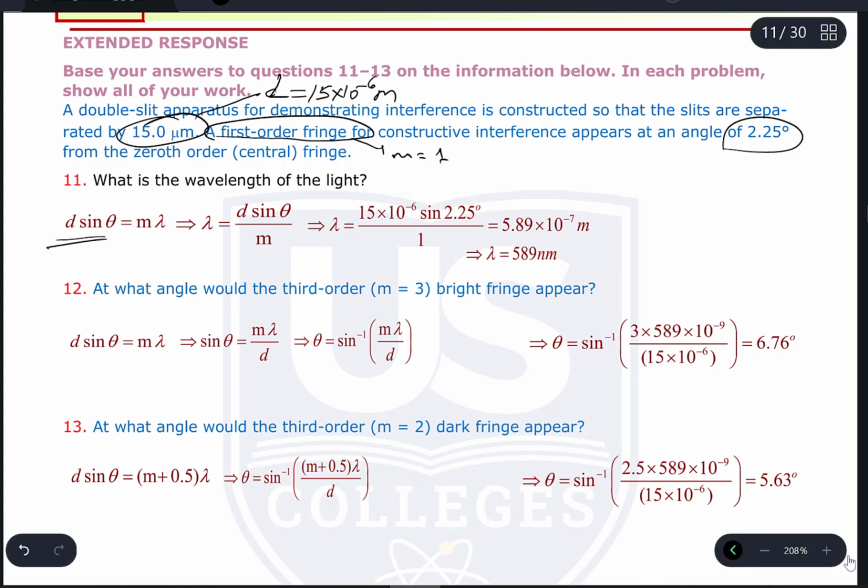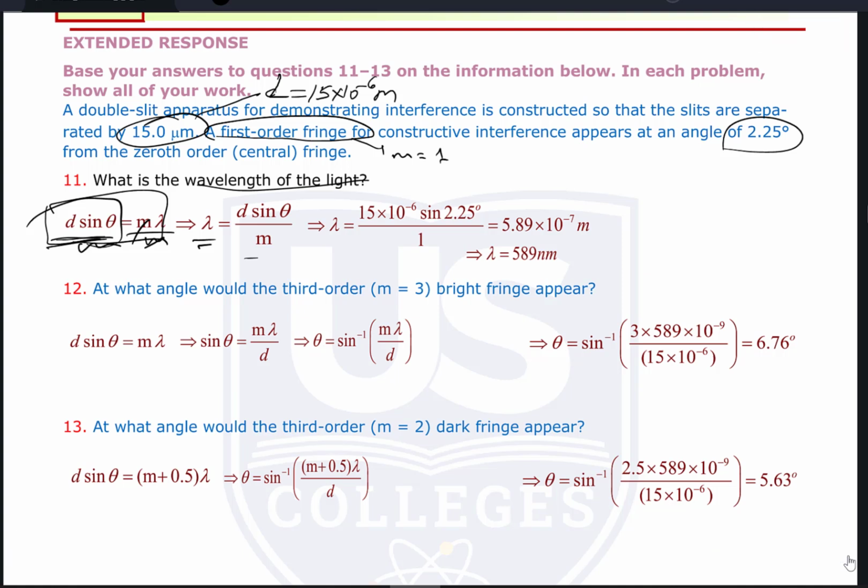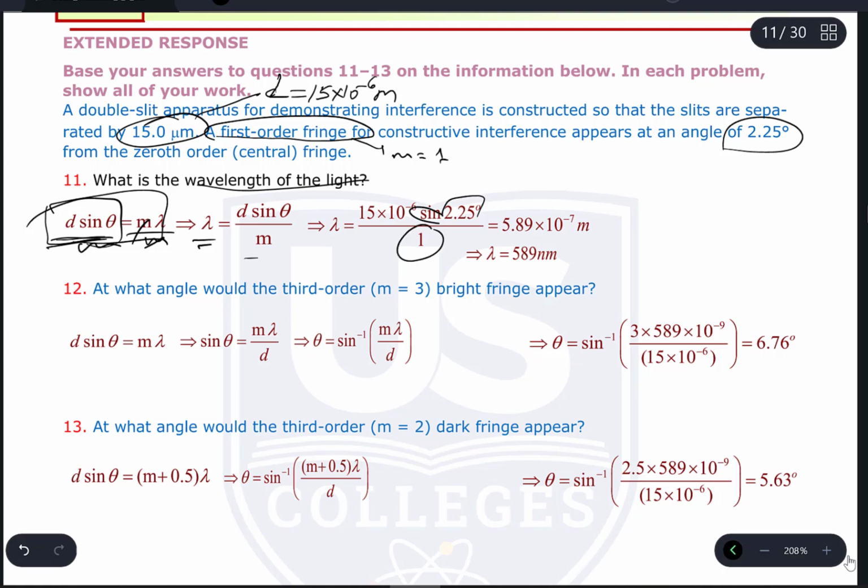For constructive interference, we know that the equation is d sine theta equals m lambda. Because it's asking for wavelength, simplify by lambda, divide by m. So lambda is going to be d sine theta over m. d is 15 micrometers, which is 15 times 10 to the power -6 meters. The angle is given as 2.25. m is equal to 1. So we get the wavelength first in meters. If choices are given in nanometers, you should multiply meters by 10 to the power of 9 to convert to nanometers.